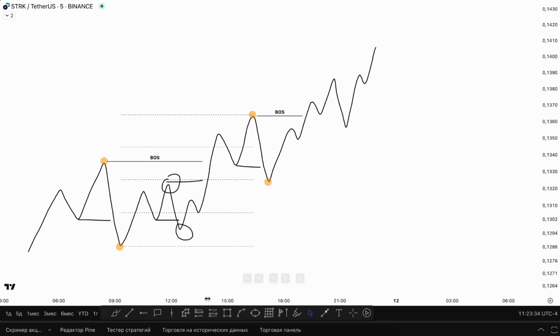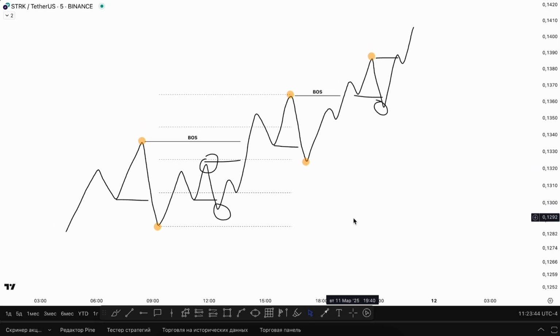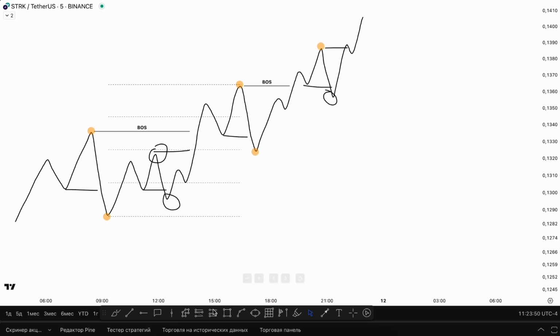Then the price goes up, confirms a new maximum in this place because, again, it removes the inducement and it always goes up, up, up. And just such a removal of the IDM works on any market. This is its truth, this is a sacred grail because its logic is indisputable.